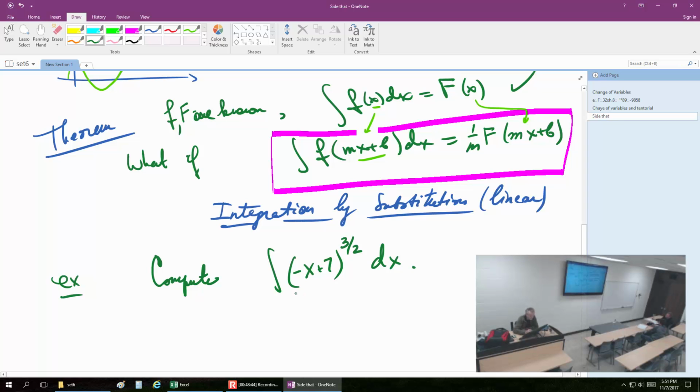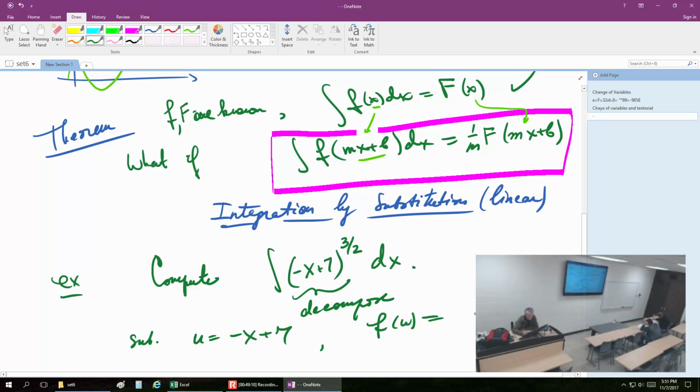So the plan is to decompose this into two parts. Decompose meaning present it as a composition. One of them is a linear substitution. The other one is a familiar function. So the substitution is u equal to negative x plus 7, and the familiar function is f of u equal to what? Negative x plus 7 takes care of whatever is inside the parentheses. So you replace negative x plus 7 with u, and you end up with u to the 3/2.